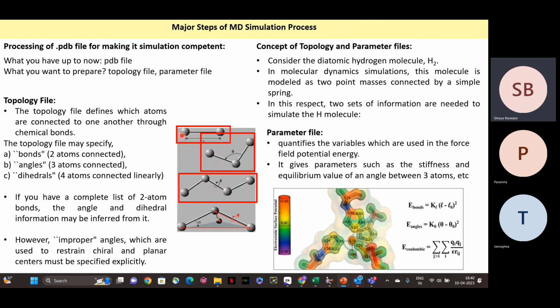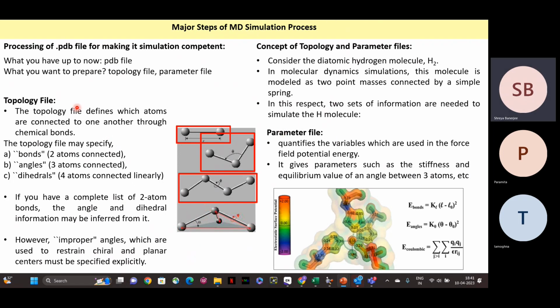Because if you know all the two atom bonds, then automatically you will know these two bonds, which will give you the angle, and you will know these three bonds, which will give you the dihedral angle. However, if there are certain improper angles which are used to restrain chiral and planar systems, that must be specified. So suppose this is a pyramidal system. This is a special case, and in this case, the angle needs to be specified, because suppose we want to find the angle between these two atoms which are not directly connected by a bond. So in that case, the angle alpha will need to be specified.